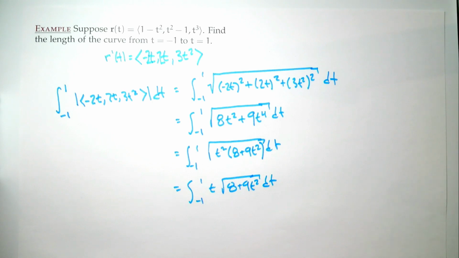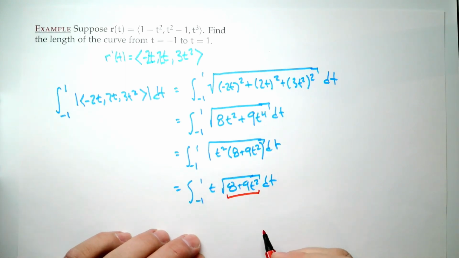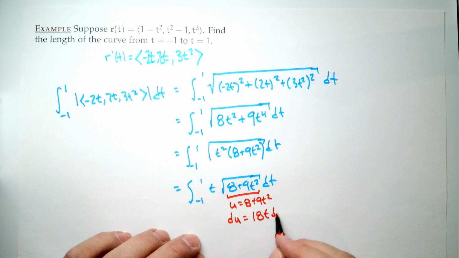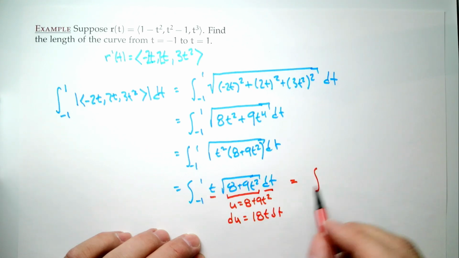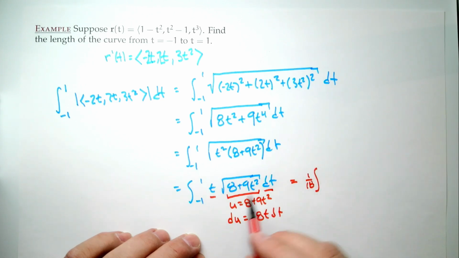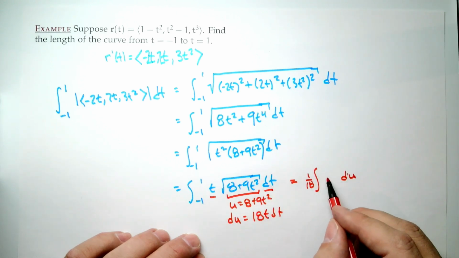Wait. We could do a u sub, right? Because check this out. Almost as if they wanted something nice to happen. Suppose you let u equal 8 plus 9t squared. What would du become? 18t dt, right? Hey, there's t dt. So this would become the integral of 1 over 18 times du, since t dt becomes du over 18, and the square root of 8 plus 9t squared is u to the 1/2.